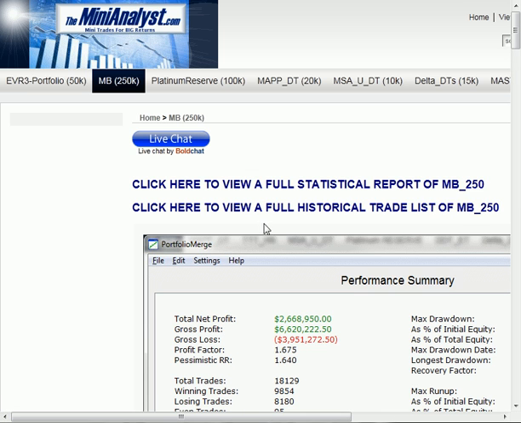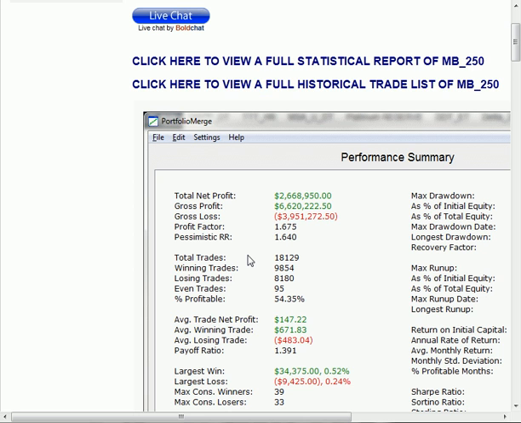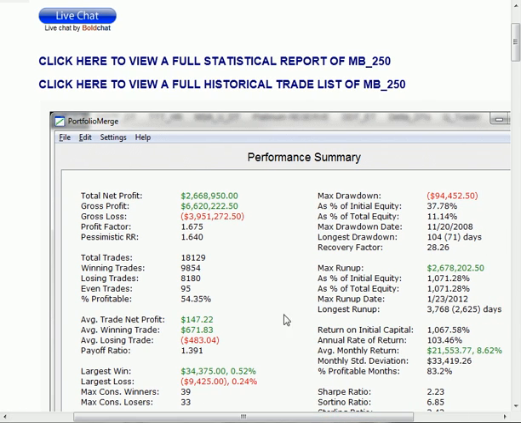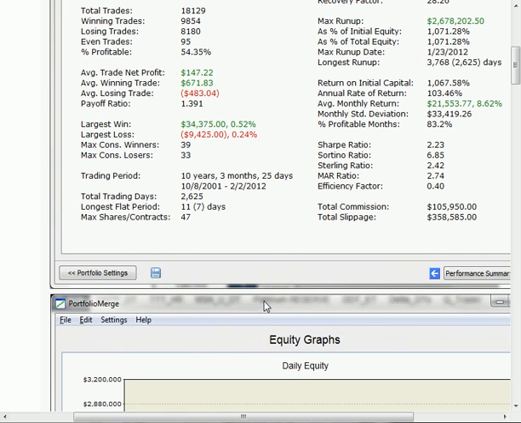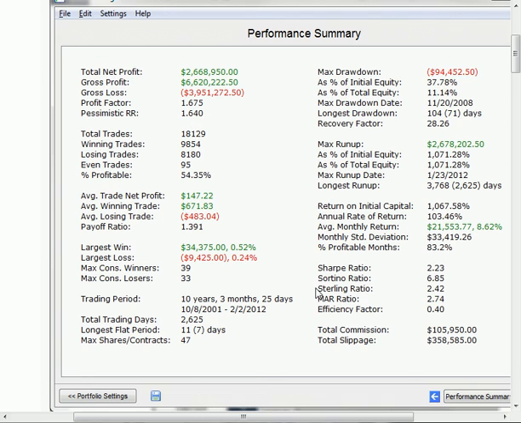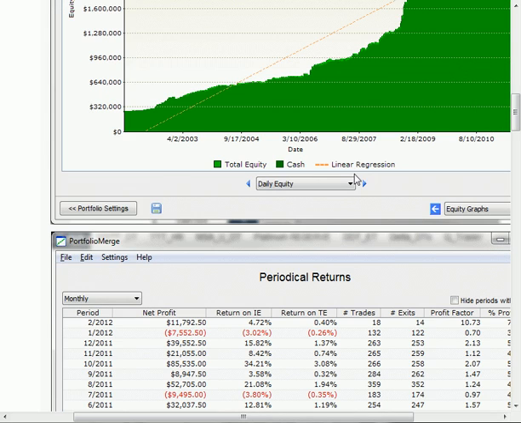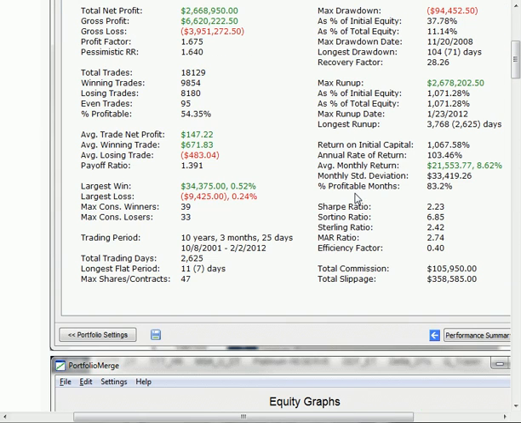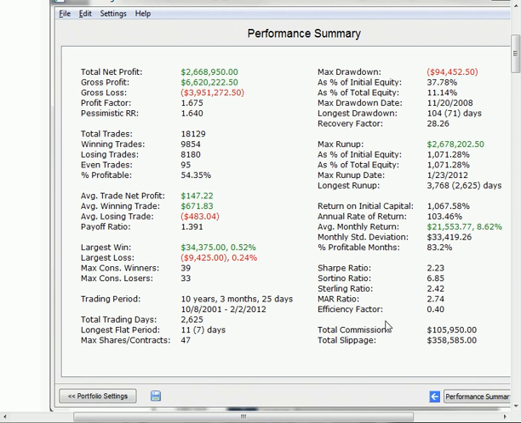The MB250K, you could trade this with either $100,000 or $250,000. As you can see, it trades up to 47 contracts. The maximum drawdown is 37.78% on the 250. There'll be about 95% on the $100,000 version, so it's certainly risk capital. But again, just 11.14% of the actual equity at the time. And this again is after slippage and commissions.